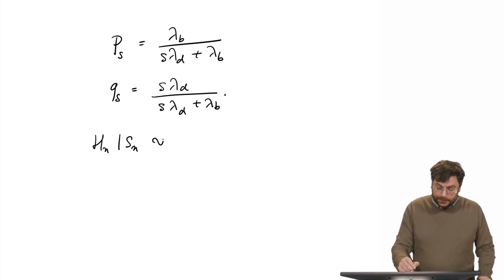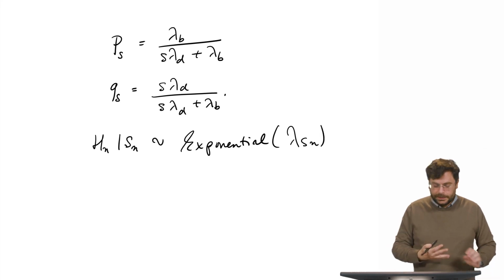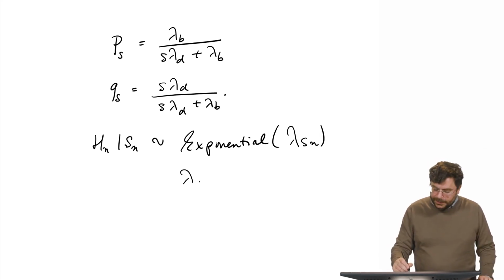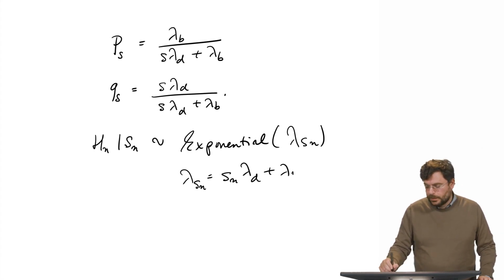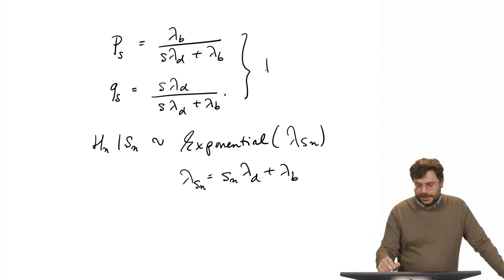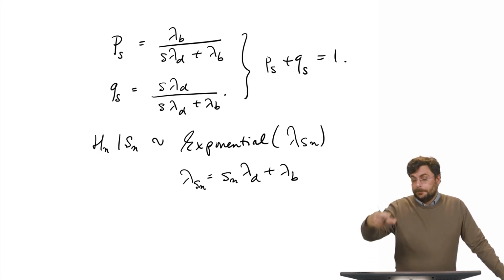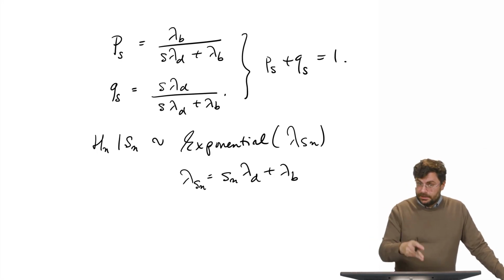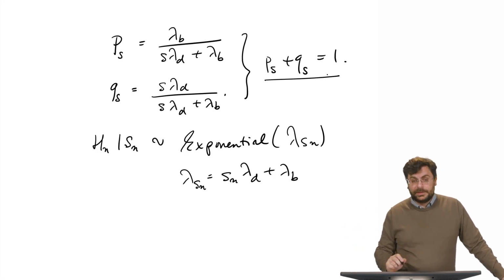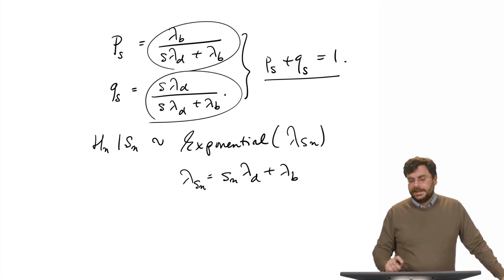And finally, when we write something like this down, the holding time conditioned on the state that I'm in depends on lambda S, and we will find that lambda Sn is equal to Sn lambda d plus lambda b. Now, we can easily verify in this case that PS plus QS is always equal to 1. So when I transition out of my state S, I either add a new member or I remove a member with some probability 1. And the probability of addition is this, the probability of subtraction is this.